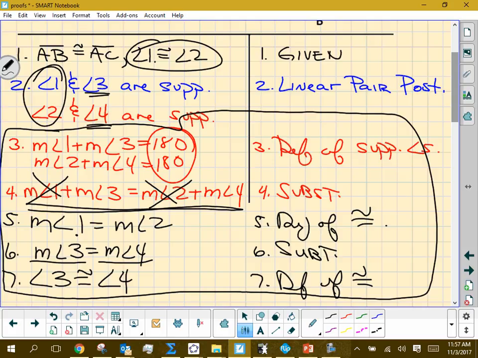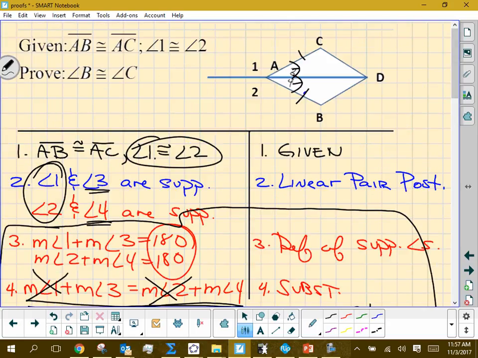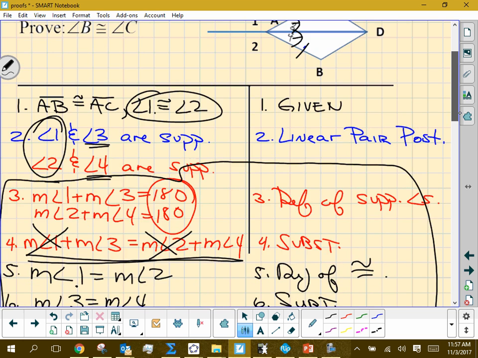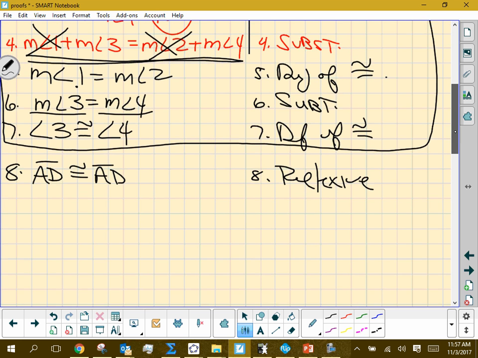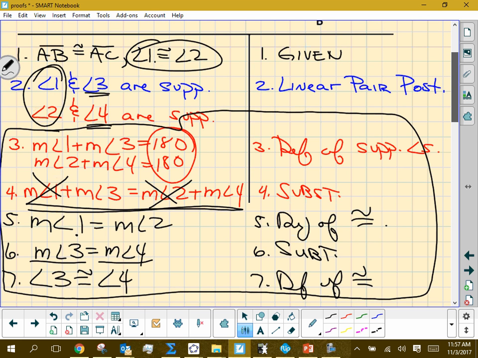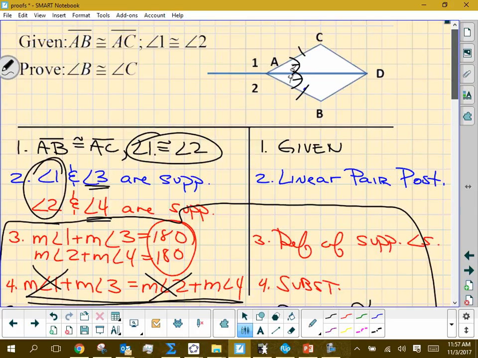Now, if I look at my pictures, we've done the hard part of this question. I need one more congruency. What's the congruency? AD. Good. AD is reflexive, so let's say step 8, AD is congruent to AD. Reflexive property. Going back to our picture, now those two triangles are congruent, right?